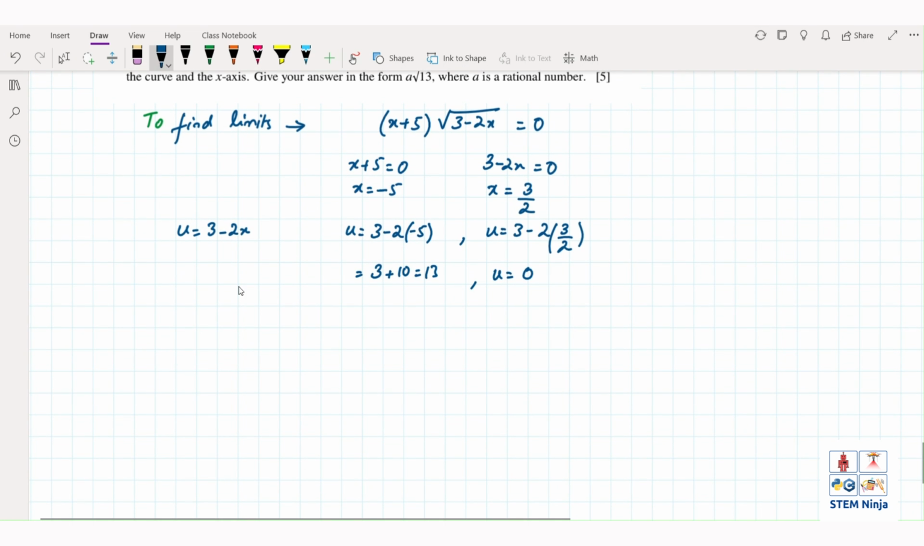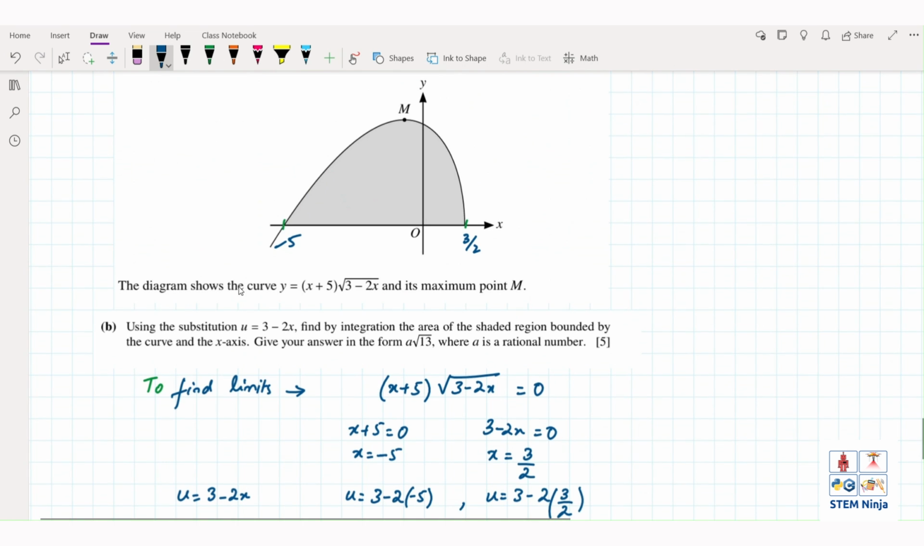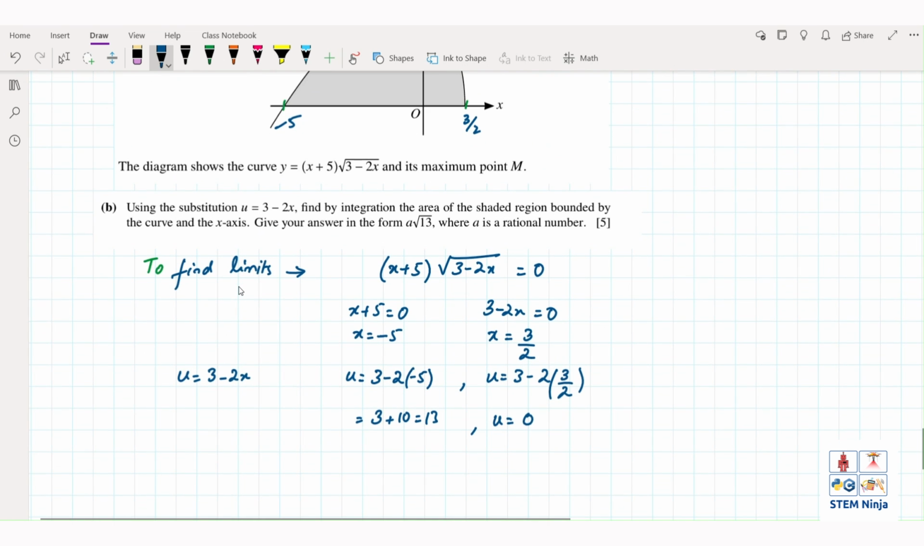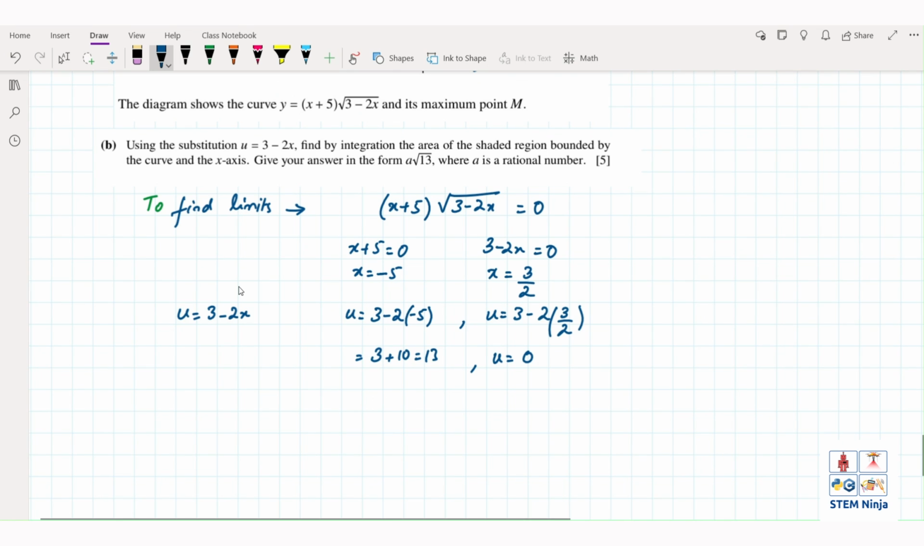Since the area is above the x-axis, we cannot have a negative area. Now we substitute. du over dx would simply be minus 2, so dx would be minus 1 over 2 du.